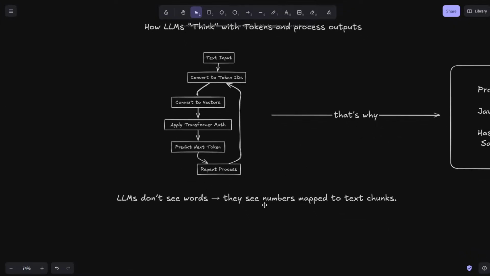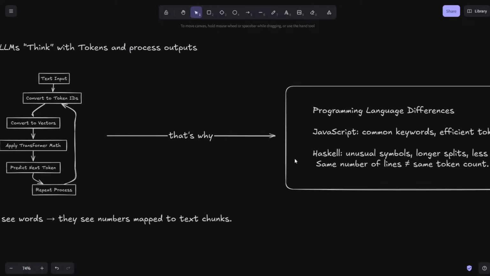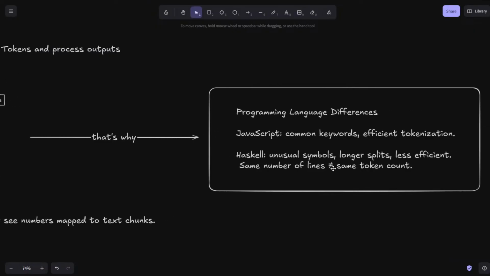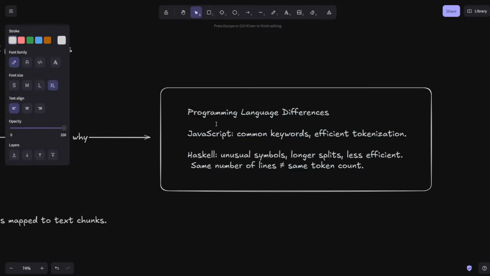They don't really see words, they see numbers mapped to text chunks. That is why each programming language has a different token system. For example, 10 lines of JavaScript may have, let's say, 100 tokens, and 10 lines of Haskell may have 200 tokens. Why?